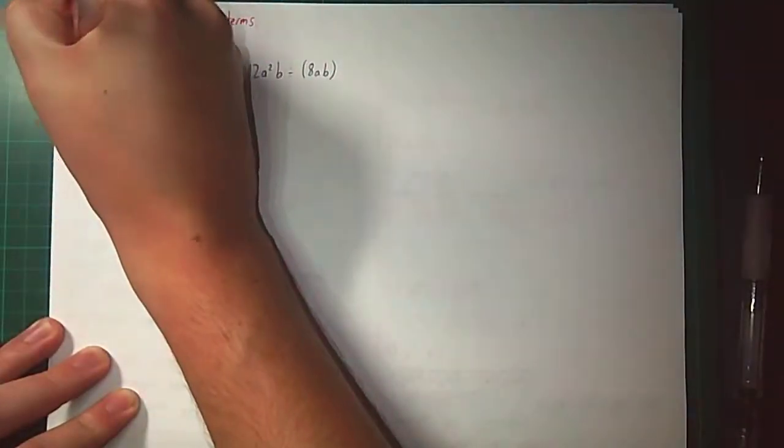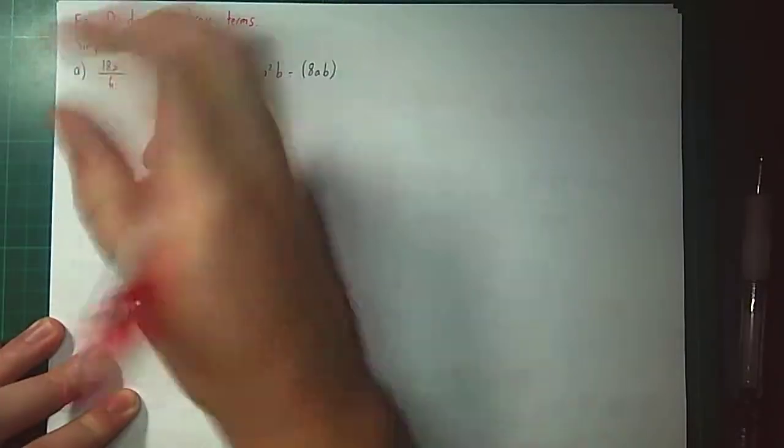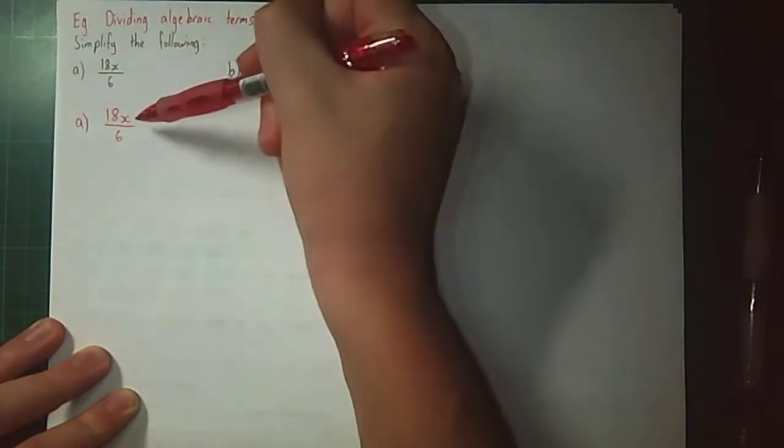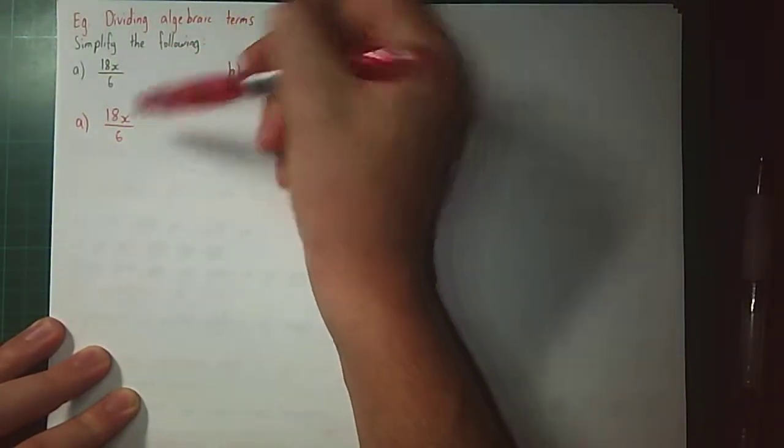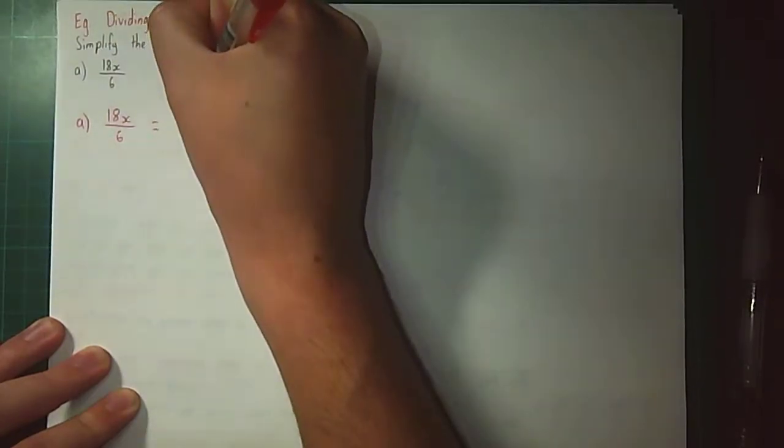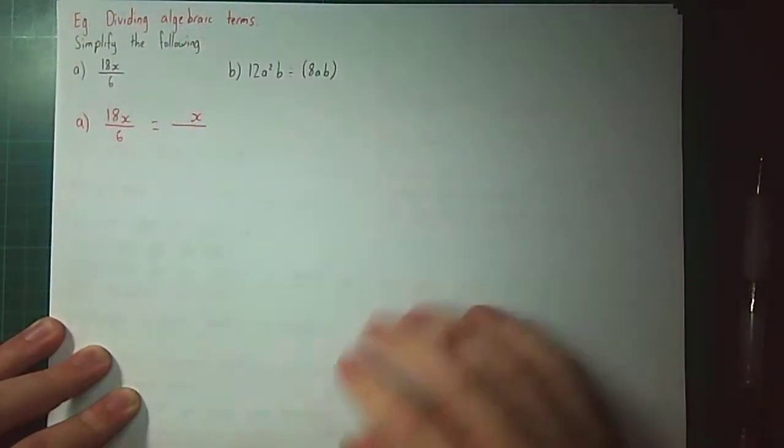So I'm going to first of all start by rewriting this, just so I've got some room to work with it. Now notice there's an x on the top, there's no x on the bottom. That means our final answer for this will have an x at the top of a fraction.